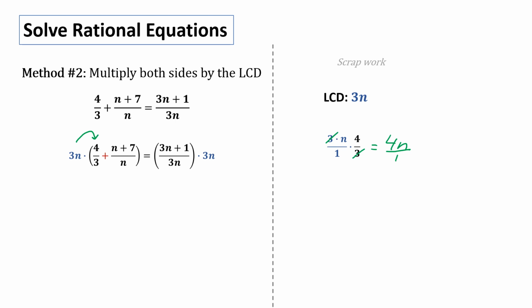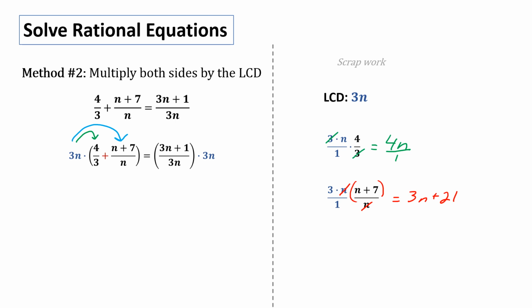All right, the next part, now I'm going to multiply 3n by the next term. There it is. I wrote it as 3n over 1, just so that way I have fractions. Here, the n cancels out, so then I have to multiply 3 times n plus 7, and that leaves me with 3n plus 21.